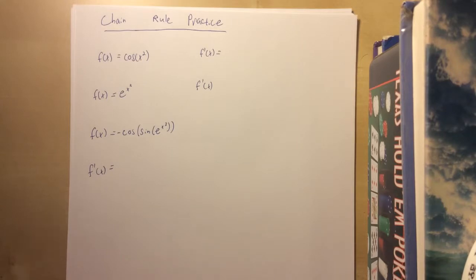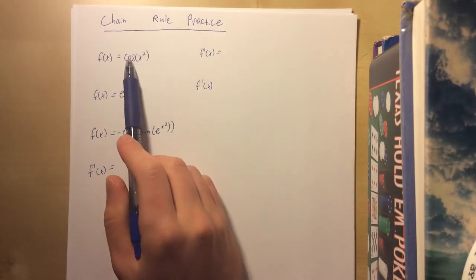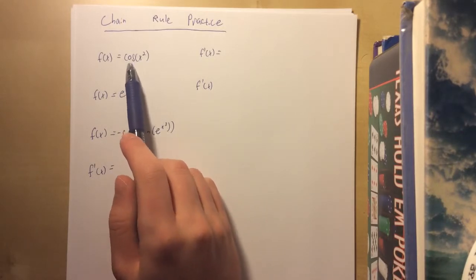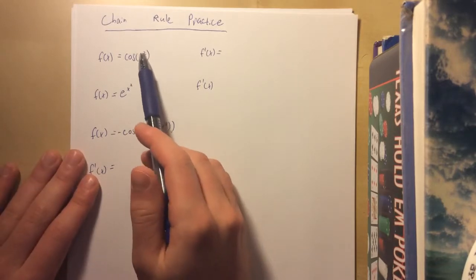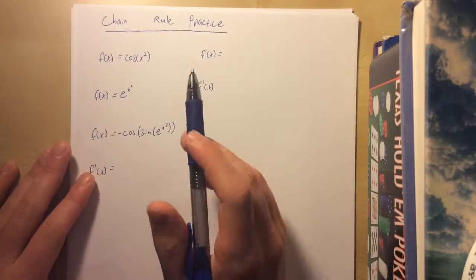But remember that the chain rule says that the derivative of a function of another function is the derivative of the outer function with respect to the inner function times the derivative of the inner function. So let's see how that looks like.